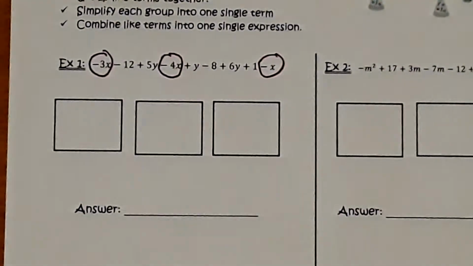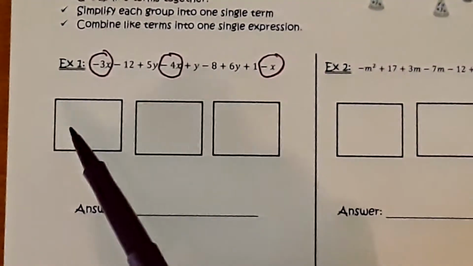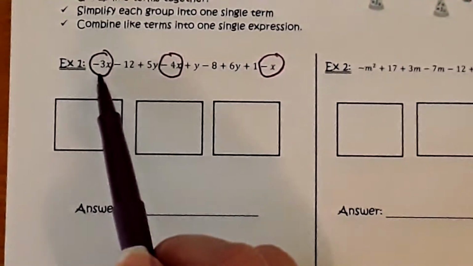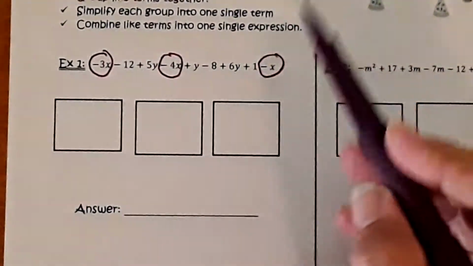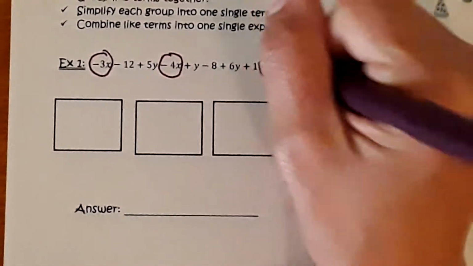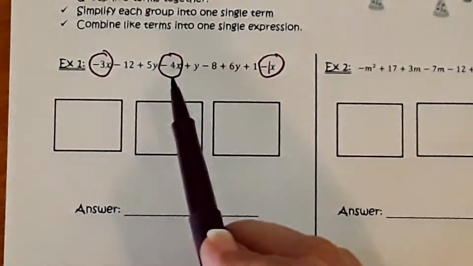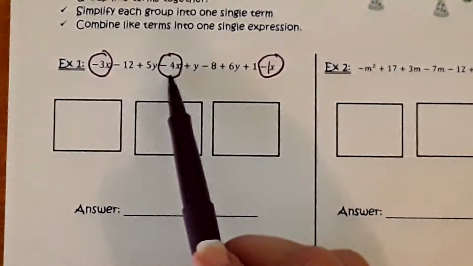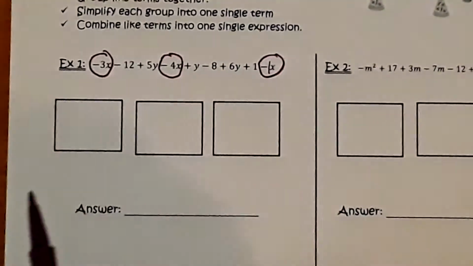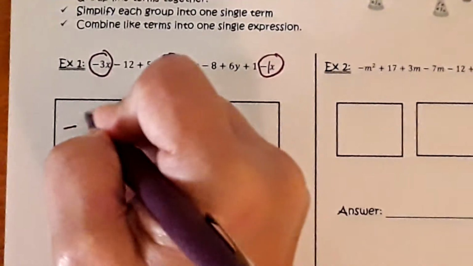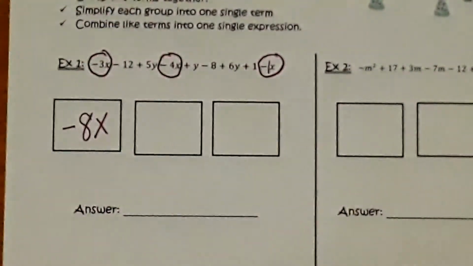So those are all like terms. Now, when you combine them, you look at the number that's in front of them. So I have -3x, -4x, and if there's not a number in front of it, you guys, we just put a 1. So we have -3 plus -4 plus -1. So 3 plus 4 is 7. 7 plus 1 is 8. And they're all negative, so I'm going to put -8x here.